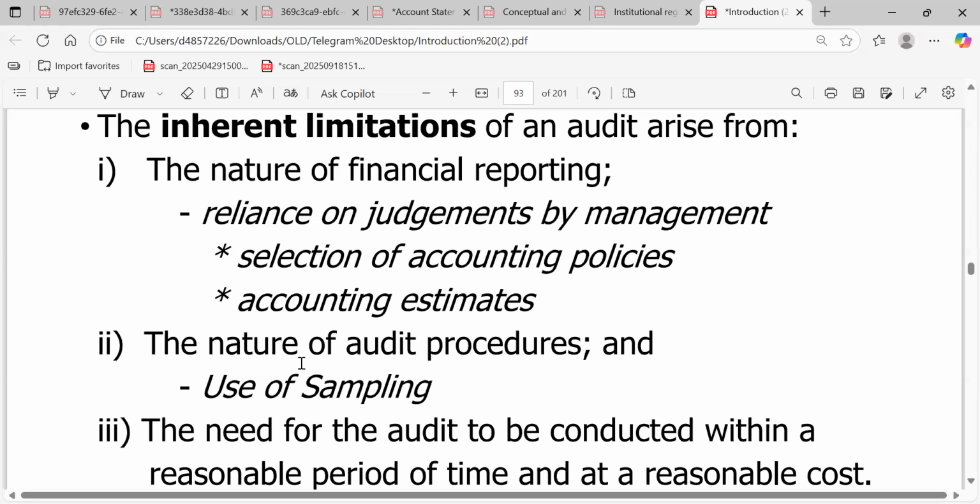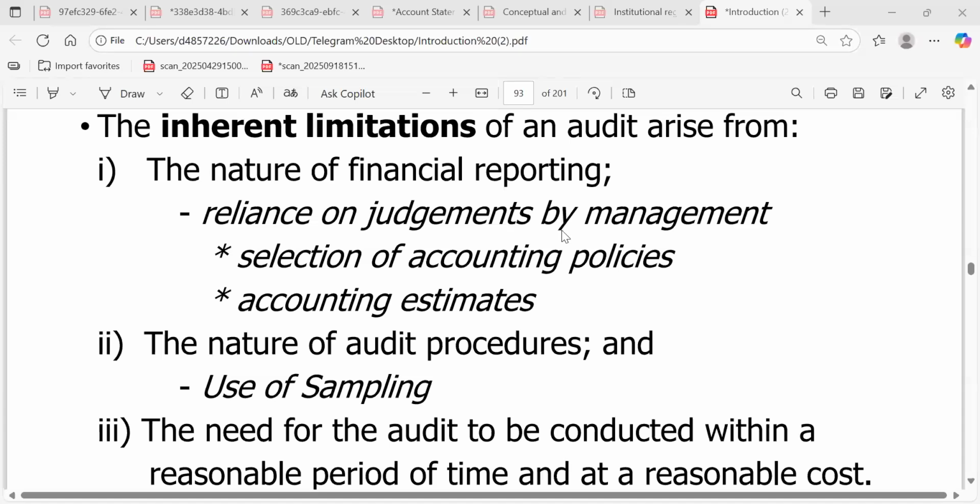And then also, it is a built-in restriction. Also, the nature of audit procedure. Remember, I told you that the auditor doesn't audit everything. He does what we call what? Sampling. So sampling simply means where the auditor performs audit procedures on less than 100% of the items. So maybe out of 100 items, the auditor may select only 15. And based on that 15, he's going to gather evidence and then draw a conclusion.